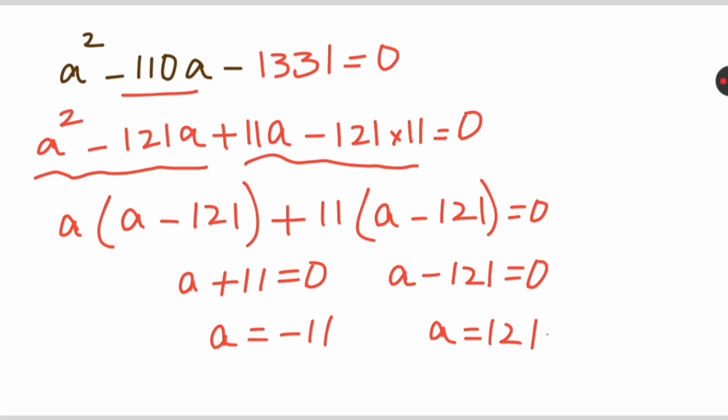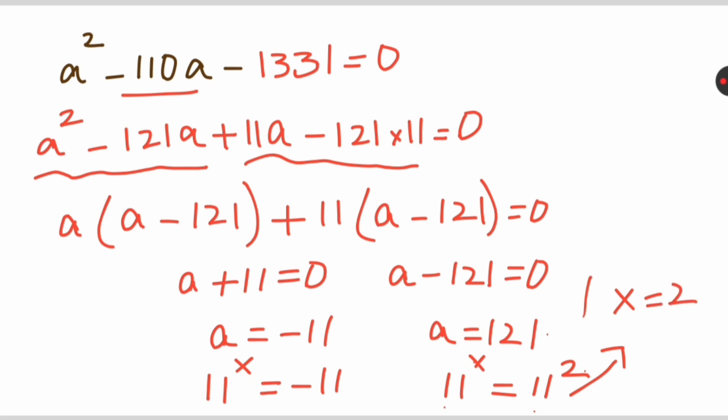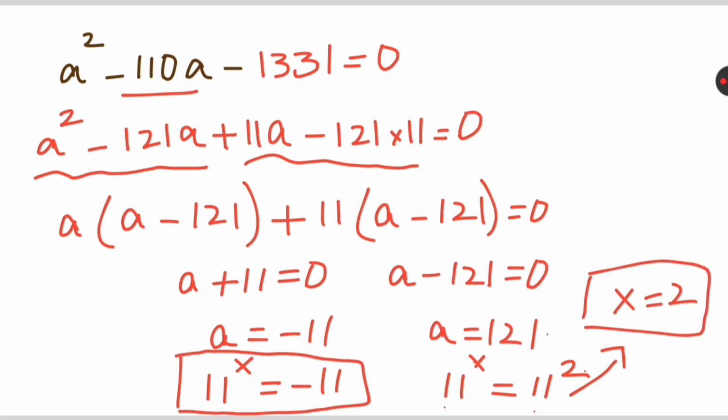So let's take that. 11 raised to the power of x is minus 11. 11 raised to the power of x equal to 121, and 121 is nothing but 11 raised to the power of 2. When bases are same, we can equate the powers. From here we can say that x is 2. So we can find x as 2, and we need to find only this, 11 raised to the power of x equal to minus 11.